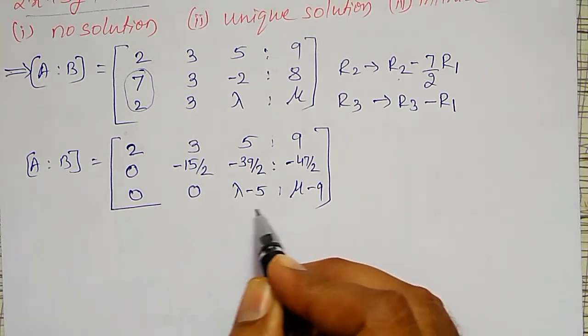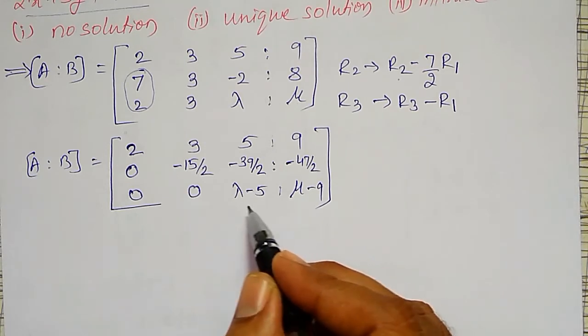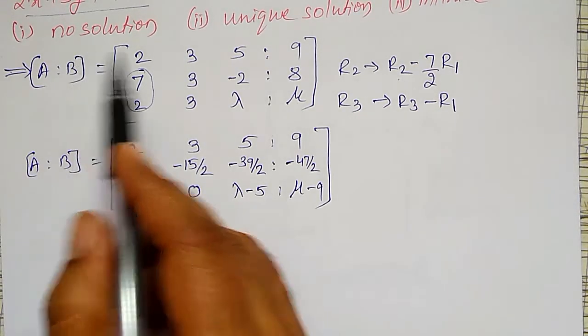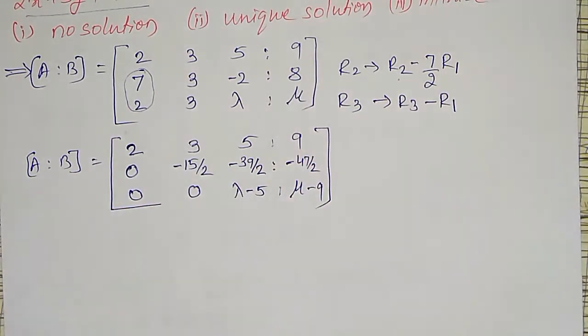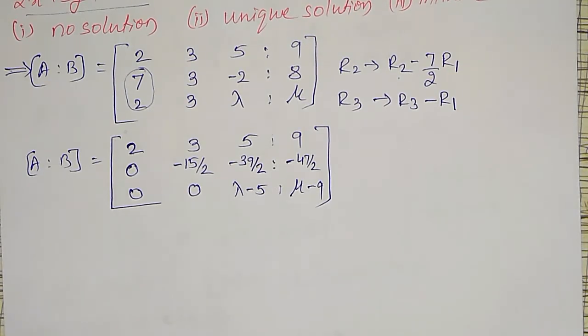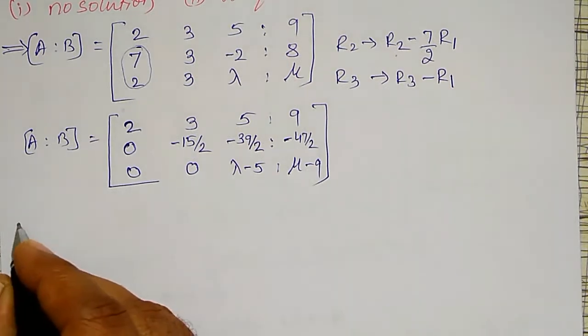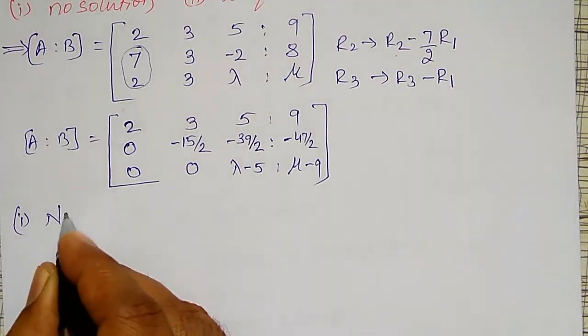Depending on these operations, I can find the lambda and mu so that the system has no solution, unique solution and infinite solutions. That's why let me consider the first case. Case 1, no solution.